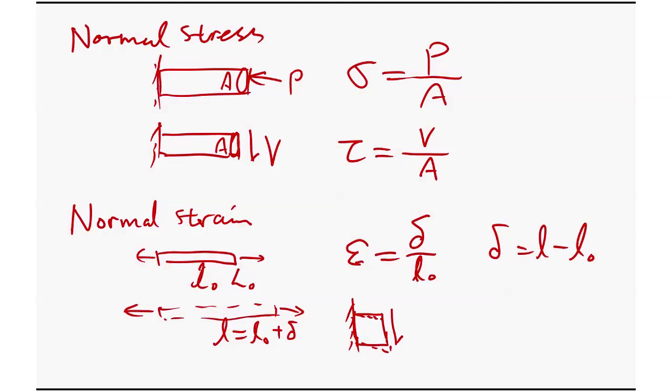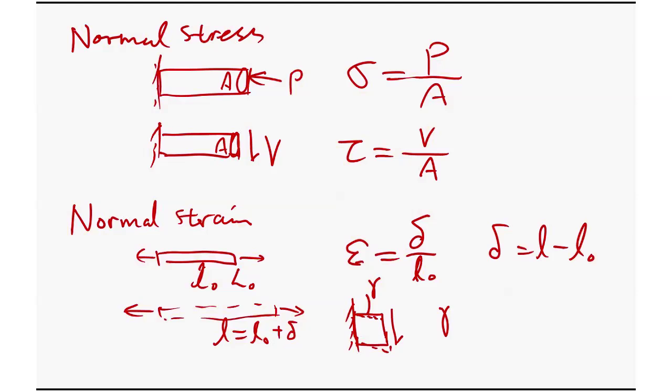So how can I nondimensionalize it? I can divide by the initial dimension. This displacement divided by the initial dimension is basically an angle, how much the angle is rotated. So we define the shear strain by this angle, gamma. Shear strain is basically a change in angle, the small angle gamma.